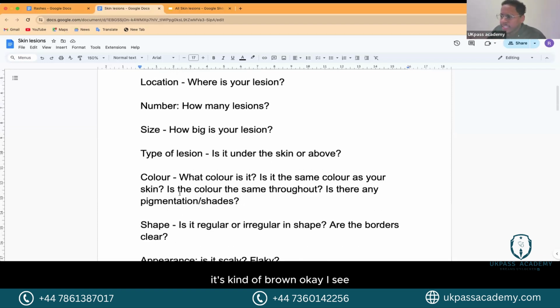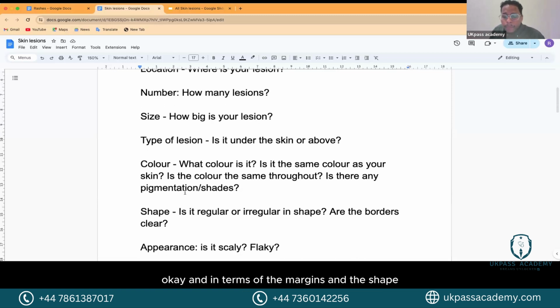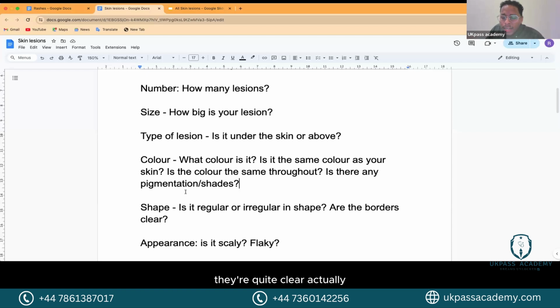Doctor, it's kind of brown. Okay, I see. And is it the same color as your skin by any chance? No. And is the color the same throughout, or are there any shades or pigmentations? Oh yeah, it's the same color throughout. Okay. And in terms of the margins and the shape, is it regular or is it irregular? Oh, doctor, it's regular. Okay. And are the borders clear, or are they not so clear? They're quite clear, actually, doctor.